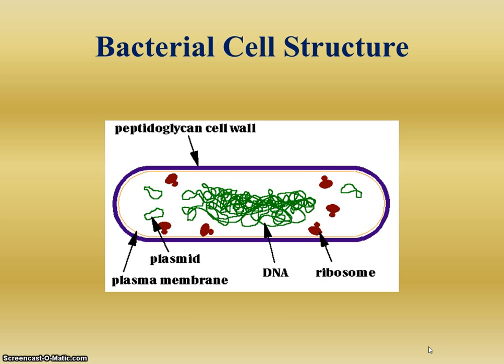It does have ribosomes to help make protein. It has cytoplasm in it. It has a plasma membrane. It has that cell wall made of peptidoglycan, that carbohydrate polymer. This is the basic structure of all true bacteria. They're going to have all of these characteristics.